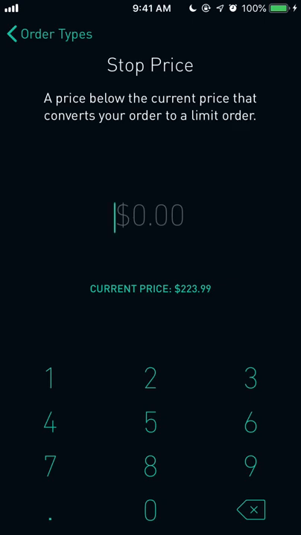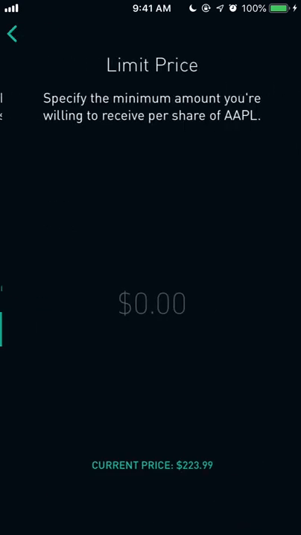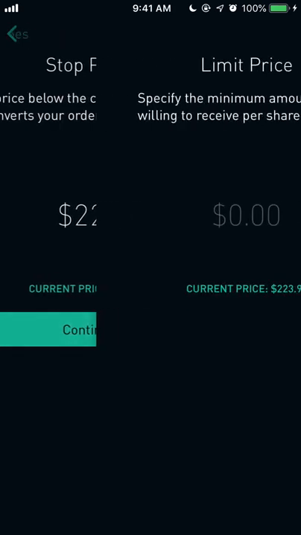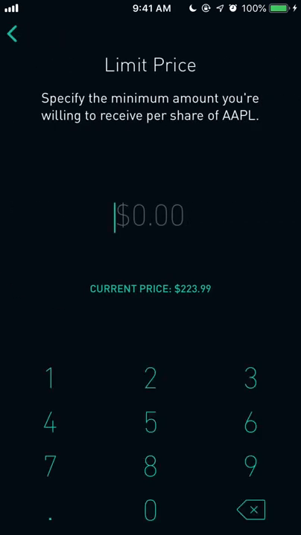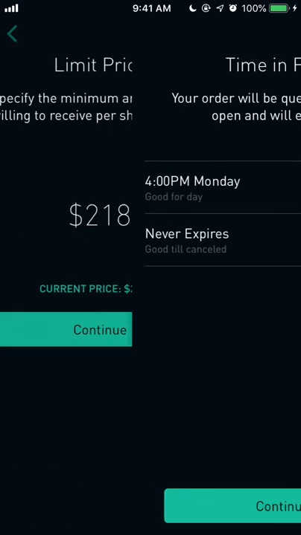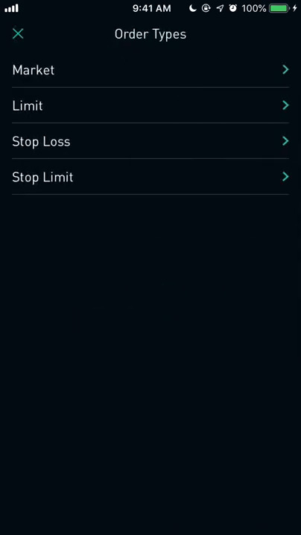Then stop limit, once again similar to the stop limit for buying, just the opposite, a price below the current price that converts your order to a limit order rather than converting it to a market order. So let's say we go to 20, click continue again. Specify the minimum amount you're willing to receive per share of Apple. So that's setting the actual limit. So let's say, I don't know, like 218 or something like that. Click continue. It does the same exact thing as before.